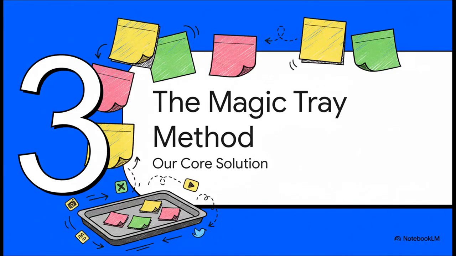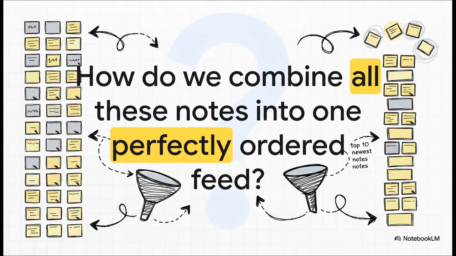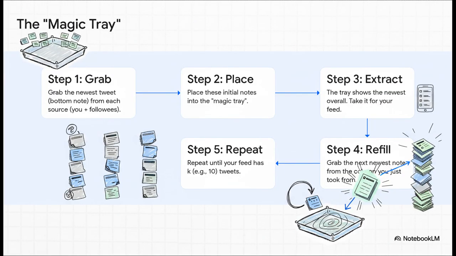Okay, you got that sticky note image in your head? Good, because now we're getting to the real core of our solution. I like to call it the magic tray method. So here's the real puzzle. Let's say you follow 100 people. That means you've got 100 different columns of sticky notes, plus your own. How in the world do you efficiently find the 10 newest notes from all of those columns combined without having to look at every single tweet? This is where our magic tray comes into play.